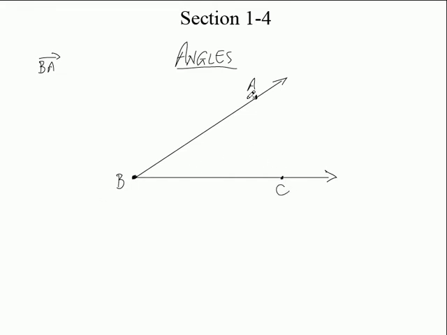Right there. So I've got ray BA. What would this bottom one right here be? What would I call that? Ray BC. Call it ray BC. All right? Now, if I combine them together that have a common endpoint, I've got one big old thing. I have two separate things, but I have one big old angle.